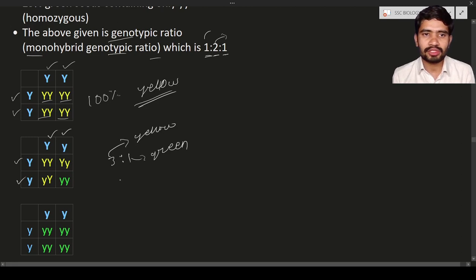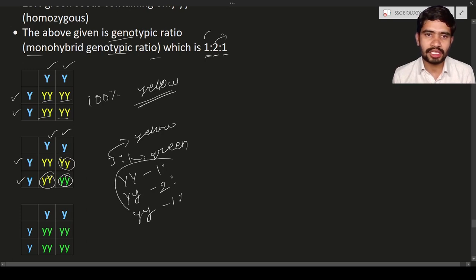So what is the genotypic ratio? The capital Y is how many? 1. The capital Y, small y is how many? 2, okay? And small y is how many? That is 1, okay? Can you see? 1:2:1, okay? This is the genotypic ratio. You cannot say just by looking at the seed, it is present in the cells of the seed. But you can say how many seeds are yellow, how many seeds are green. That is known as the phenotypic ratio, okay?